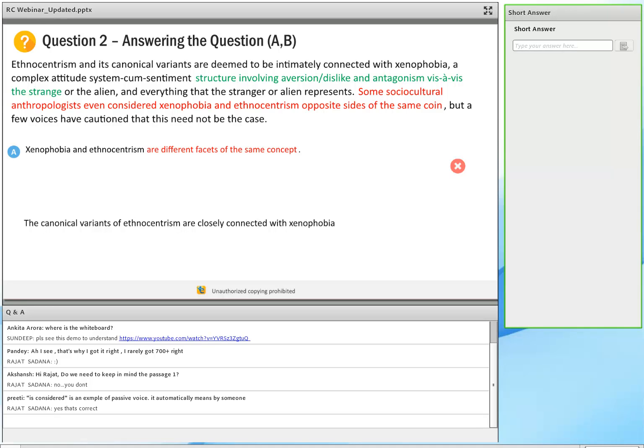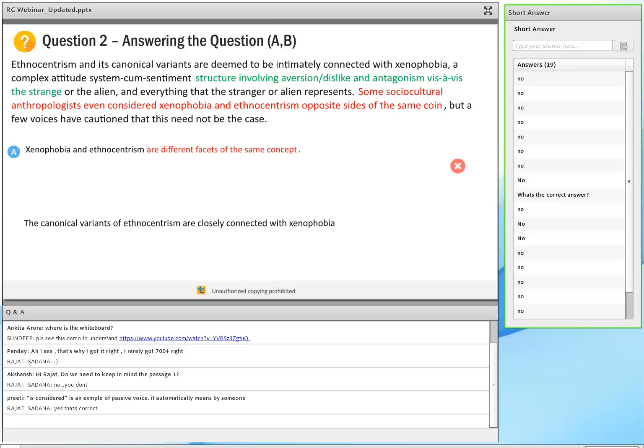So xenophobia and EC are different facets of the same concept. Does the author agree with this? We're going to get to the correct answer. Yes, no? No, the author doesn't agree with it. It's someone's opinion. All right. So which is why this is not an inference.